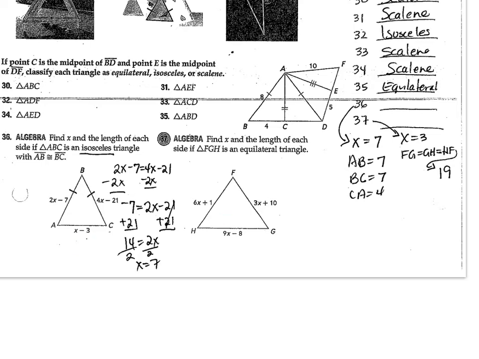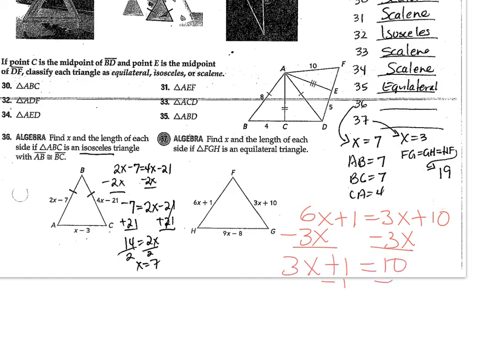So you're supposed to let any two sides equal to each other. So here you could have 6x plus 1 equals 3x plus 10. I just picked the two on the left and on the right. When you subtract 3x, that gives you 3x plus 1 equals 10. Then subtract 1. You're supposed to have 3x equals 9. So therefore, x equals 3, and then you plug it in.